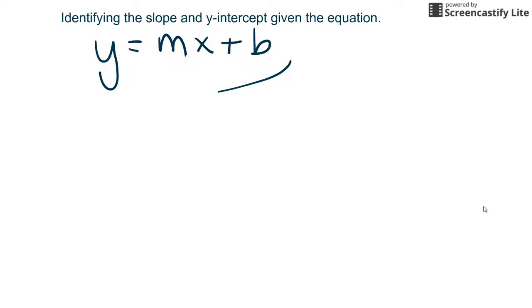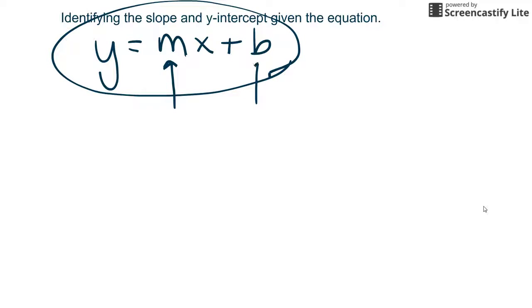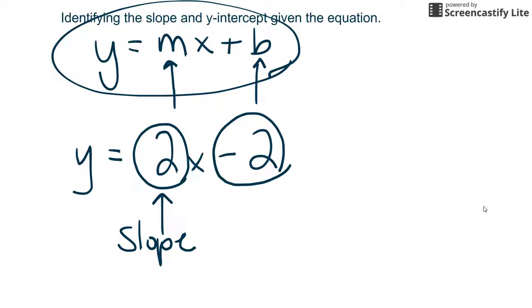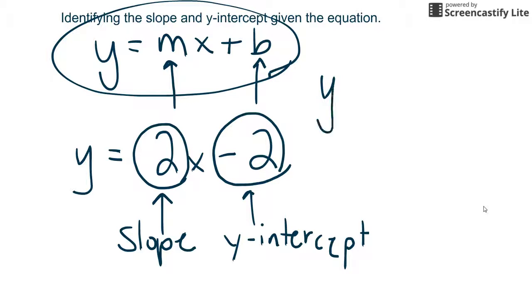So the next thing you're going to have to do is be able to identify the slope and the y-intercept given the equation. And this, again, is what we call slope-intercept form, because this is the slope and this is the intercept. So if you're given something like y equals 2x minus 2, well, the number squeezed with the x is your slope automatically, and the number down here by itself is your y-intercept.